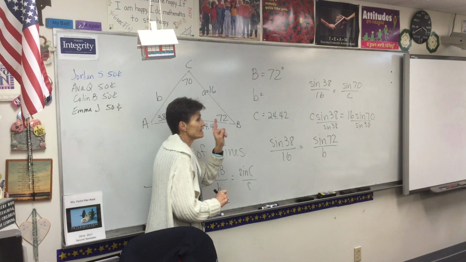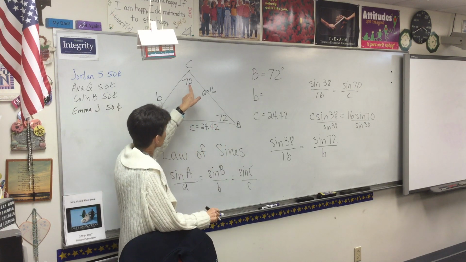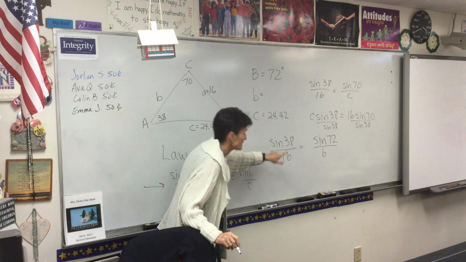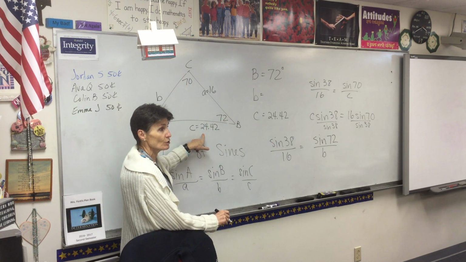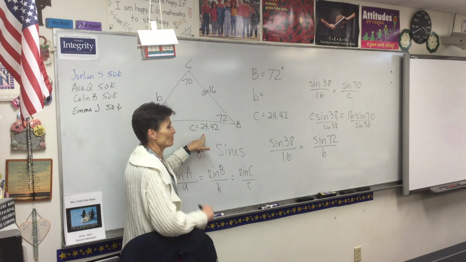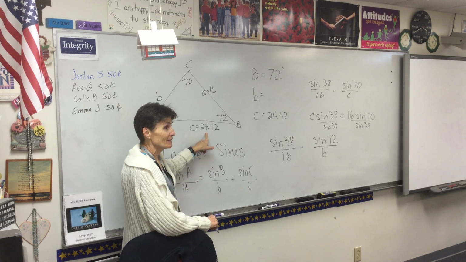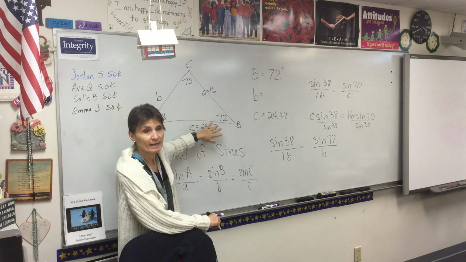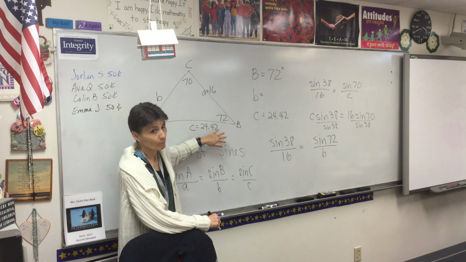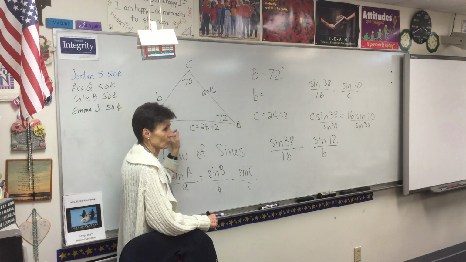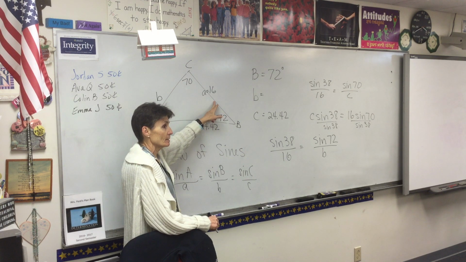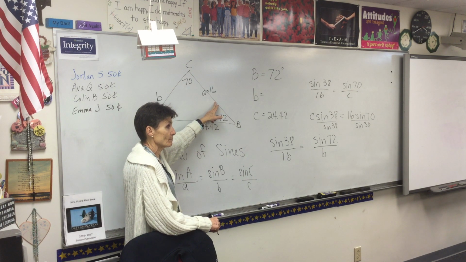Now, did anybody think about saying here, instead of using 38 and 16, sine 70 over 24.42? No, please don't, because that's rounded off. So let's not use that if we can help it. We're going to have some hard problems later on where we may need that, but right now let's just stick with the 38 and 16 as our first fraction.